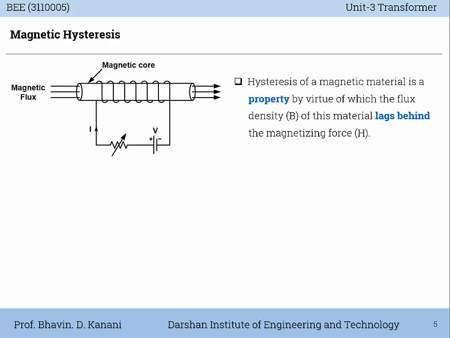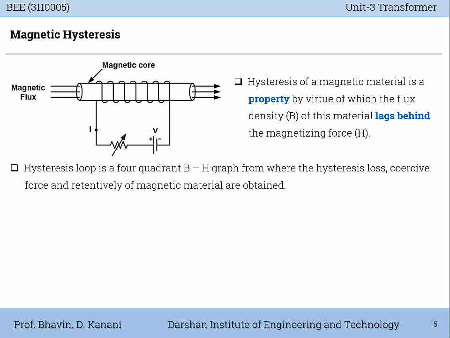Magnetic hysteresis. See from this figure. Hysteresis of a magnetic material is a property by virtue of which the flux density B of this material lags behind the magnetizing force H. The hysteresis loop is a 4-quadrant BH graph from where the hysteresis loss, coercive force, and retentivity of the magnetic material are obtained.